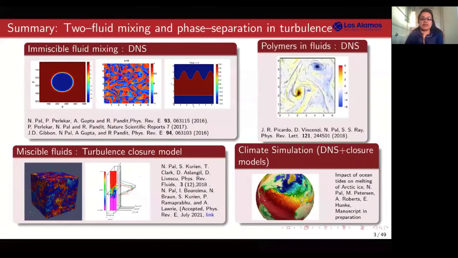Okay, this is a slide which contains the summary of my research to date. I have primarily worked on two-fluid mixing and phase separation in turbulence. I have worked on immiscible fluid mixing using direct numerical simulations, and on miscible fluids using analytical closure models of turbulence. Currently my interest is climate simulations, which has both DNS and closure models. That is, I'm studying simple mathematical models of the climate. These are some representative papers from each study, and in the interest of time, I will only cover a subset of these research works.